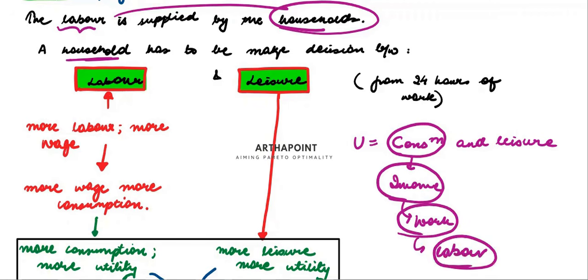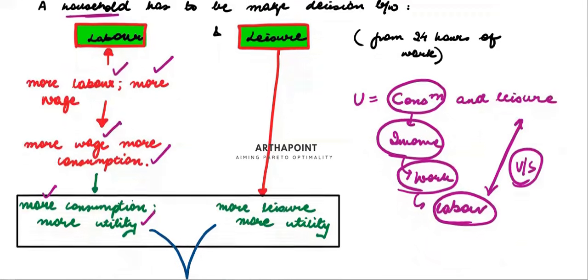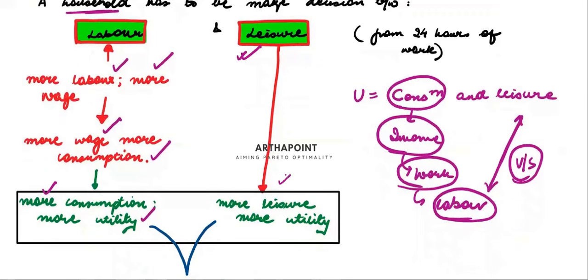So now you have to choose between labor and leisure. You cannot have both, isn't it? So therefore, you have to choose whether you want to do more of labor or more of leisure. When you do more labor, you get more wage. More wage, more consumption. More consumption, more utility. But when you enjoy leisure, that also gives you more utility.